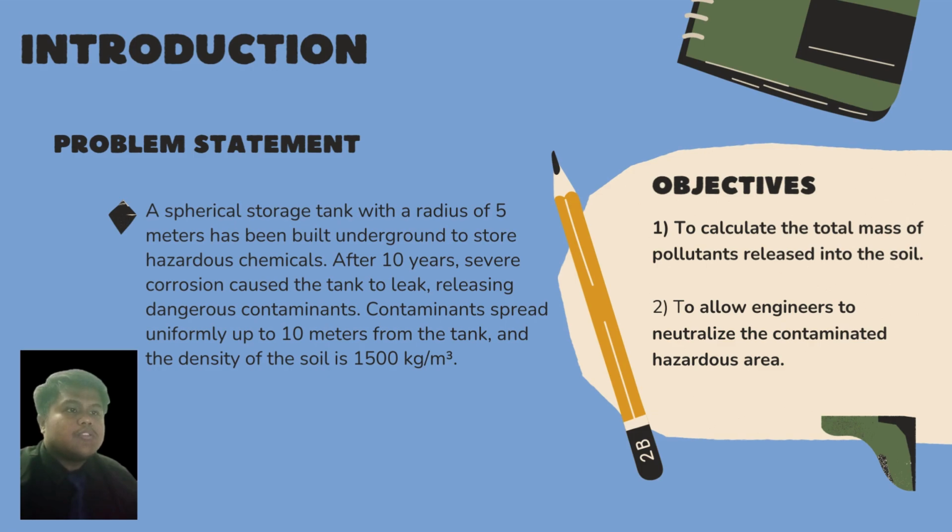A spherical storage tank with a radius of 5 meters has been built underground to store hazardous chemicals. After 10 years, severe corrosion caused the tank to leak, releasing dangerous contaminants. Contaminants spread uniformly up to 10 meters from the tank, and the density of the soil is 1,500. For the objectives, first, to calculate the total mass of pollutant released into the soil. Second, to allow engineers to neutralize the contaminated hazardous area.